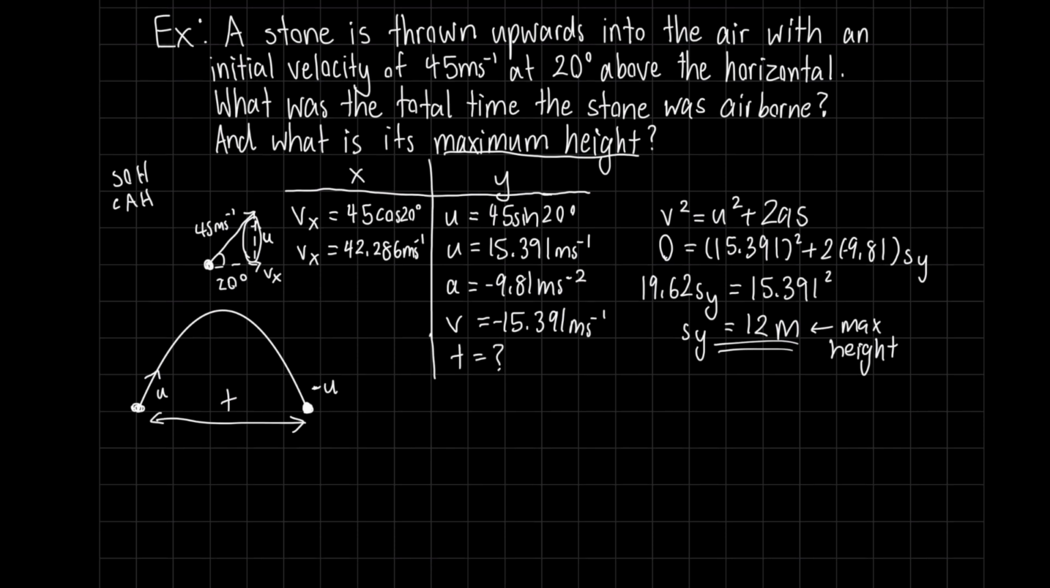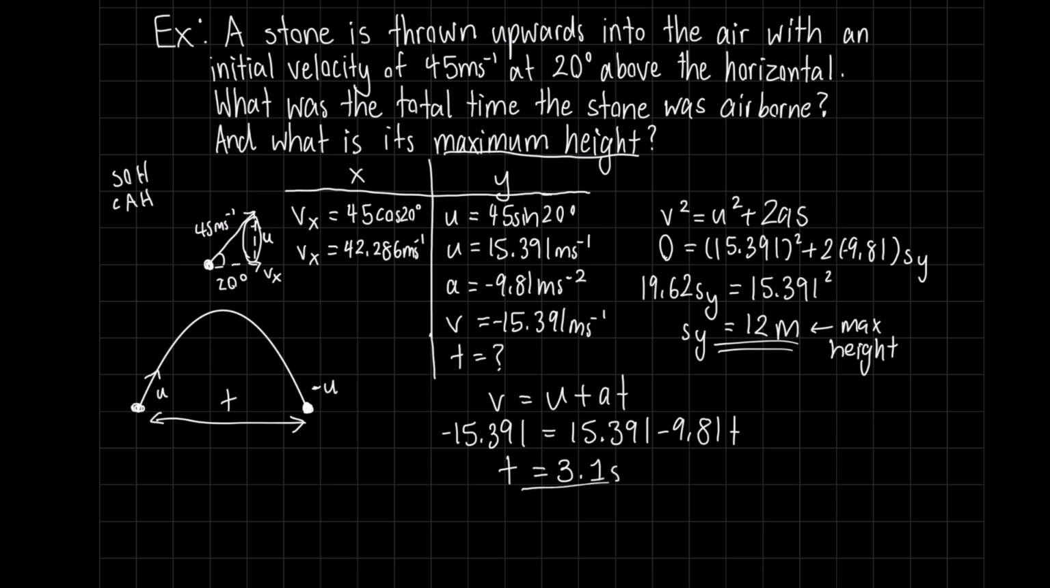Now that we have all our values, we can calculate. So let's use our kinematics equation again. This time we're going to use a different one because we have different values. This gives you around 3.1 seconds.